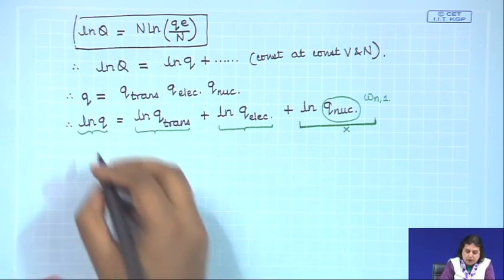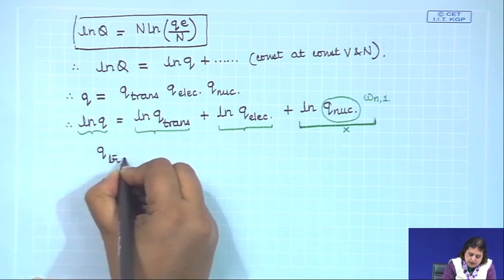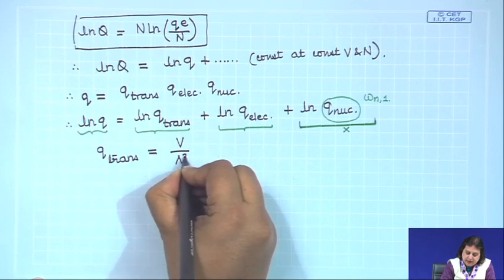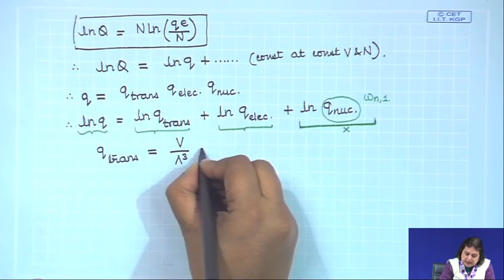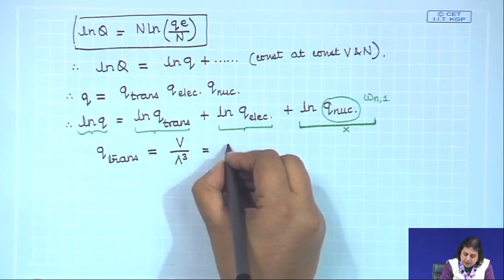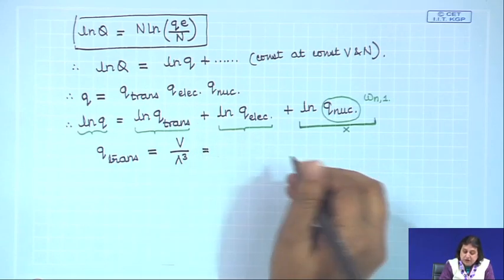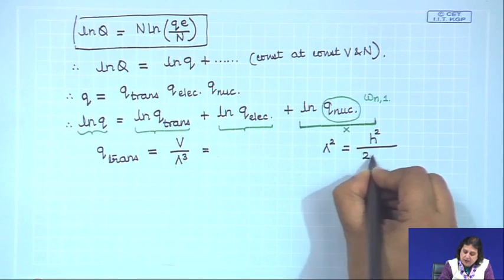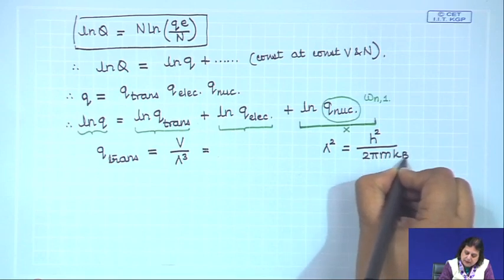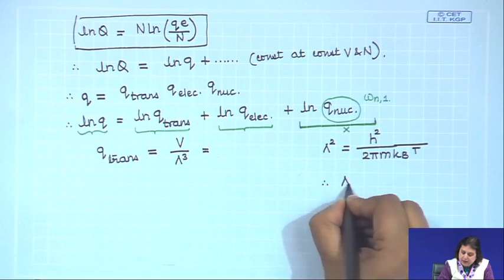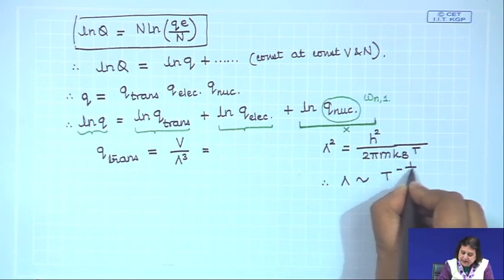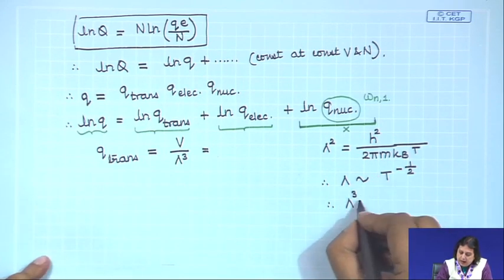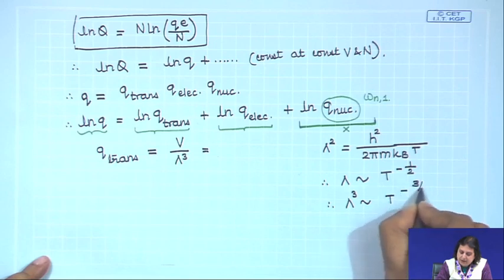Now, if I look at the expression for q trans, that is V by lambda cubed, and this I can write as some constant times lambda to the power of minus 3. If I use the expression for lambda, I know that lambda squared is equal to h squared divided by 2 pi m kT. So, what is lambda? Lambda goes as T to the power of minus half. Therefore, lambda cubed should go as T to the power of minus 3 by 2.